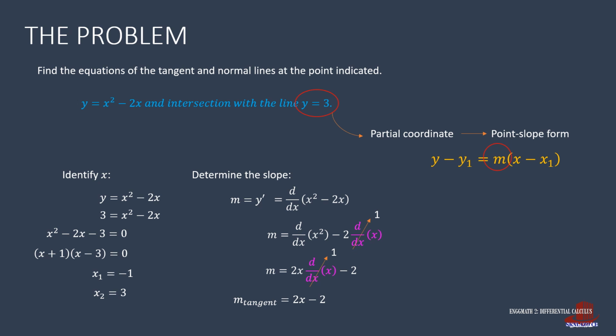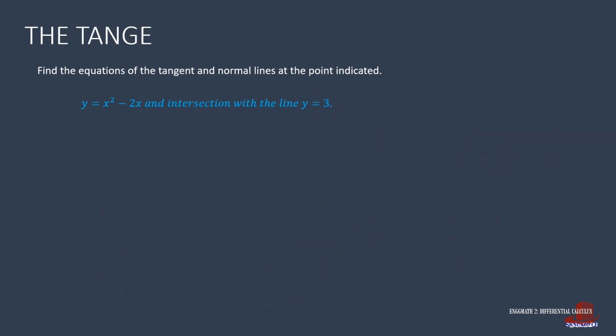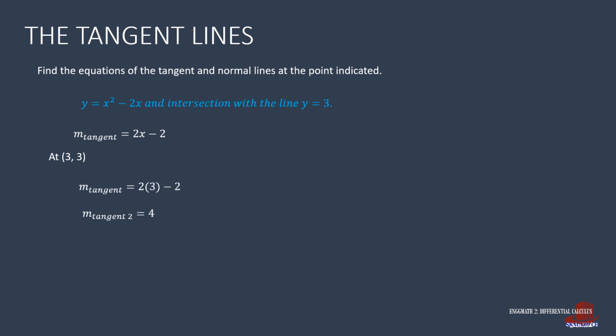Now customize the slopes for each point. The first point is at negative 1, 3. Plug x of negative 1 into m of 2x minus 2, making it twice of negative 1 minus 2. This results in the first slope as negative 4. Also solve for the second slope using the second point of 3, 3. Substitute 3 for x, making twice of 3 minus 2, giving the second slope of 4.